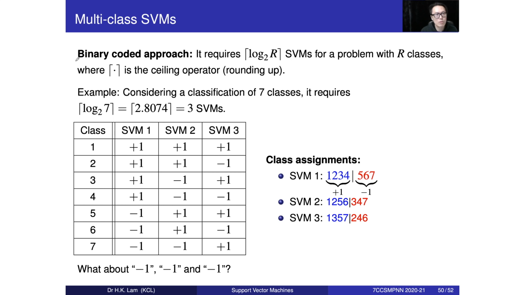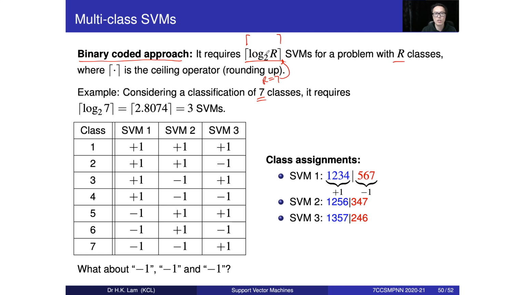The next one is the binary coded approach. So assume that we have R classes, and then we require ⌈log2 R⌉ SVMs. This symbol, this operator, is the ceiling operator. That means we are going to round up this number. So consider that we have 7 classes, and then that means R is 7.